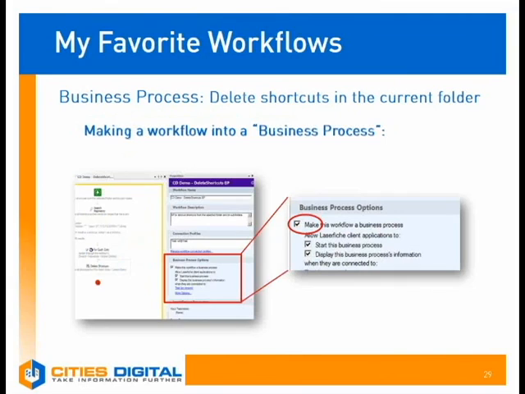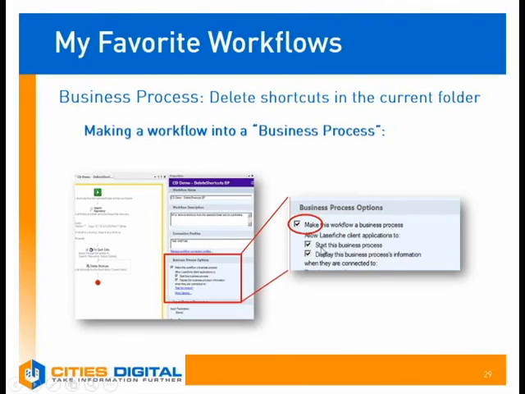As you do workflows, most of the time you build them out like we just saw without making them a business process. And new to Laserfiche 9, you can make a workflow a business process. The way you do that is when you first create the workflow, on the properties themselves, you check the box that says, make this workflow a business process. It's as simple as that.